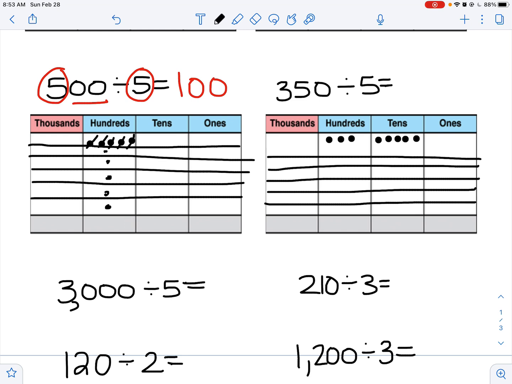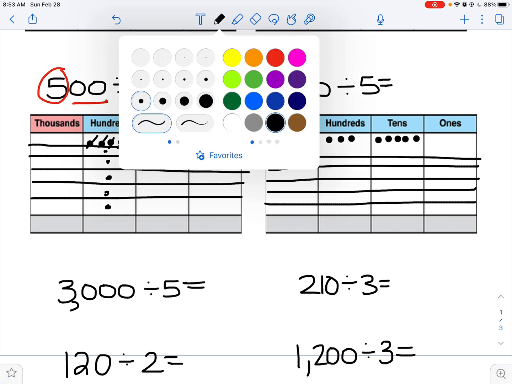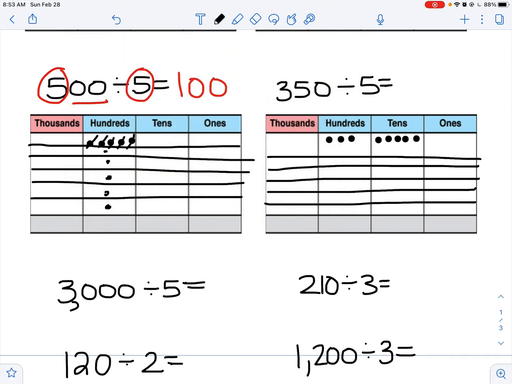I'm going to have to turn those all into tens. That's a lot of tens. So I'm going to have to make 30 tens here. Now you can see I'm not going to have enough room on this place value chart, so I'm just going to put them up above.